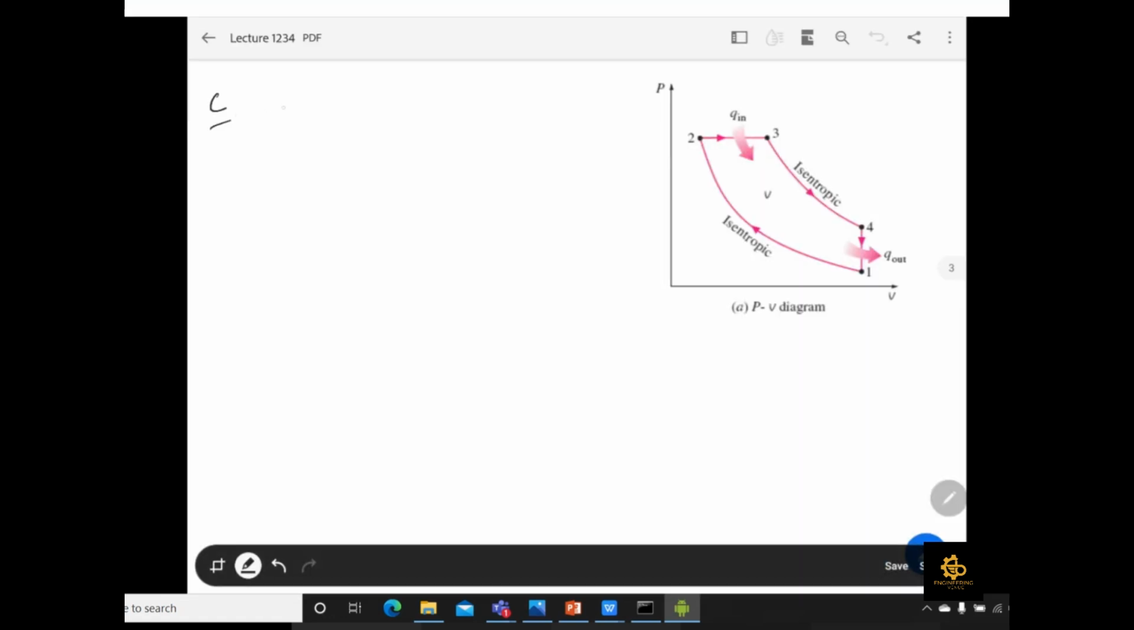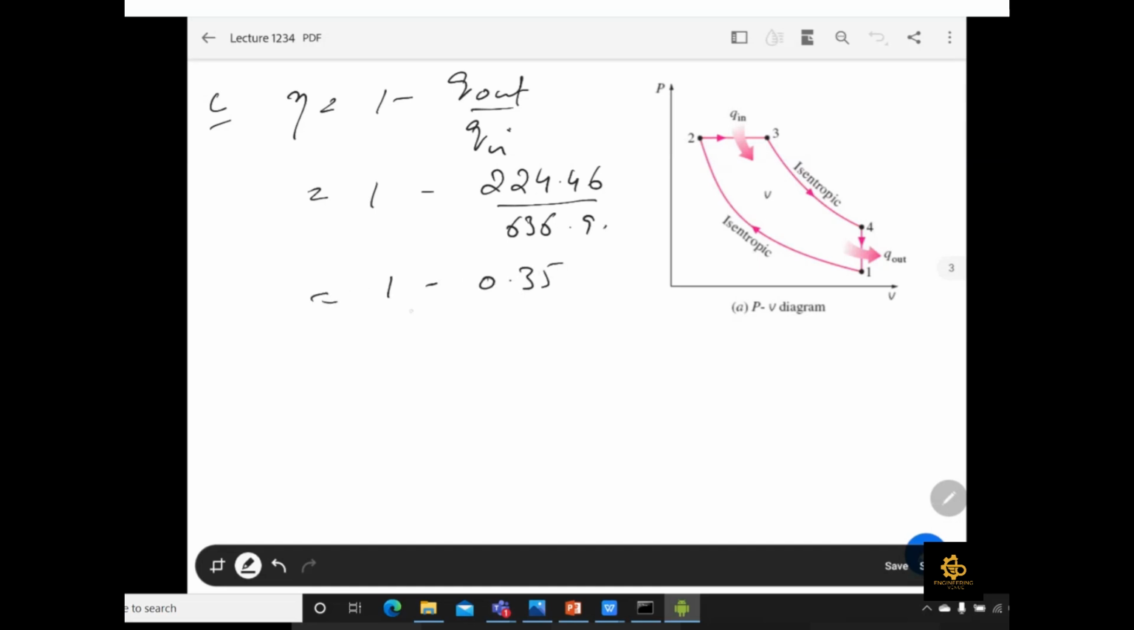So part number C is the efficiency. In order to find the efficiency, it is 1 minus Q out over Q in. So 1 minus 636.9, 1 minus 0.35, which is 65%. Okay, so this is the solution.